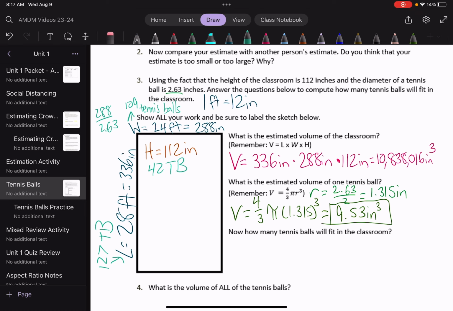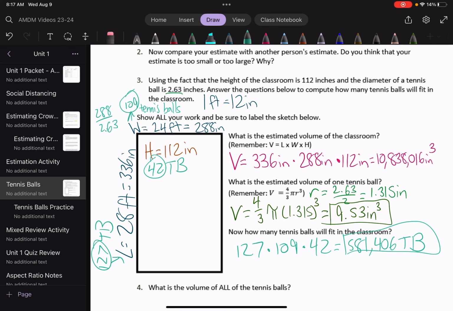So now it's asking me how many tennis balls are going to fit in this classroom. So I'm going to take each of these numbers, the 109, 42, and the 127, and multiply them together to give me the volume of tennis balls that can actually fit in the classroom. So we got 127 multiplied by 109 multiplied by 42. And that's going to give me a total of 581,406 tennis balls that can fit in the classroom.